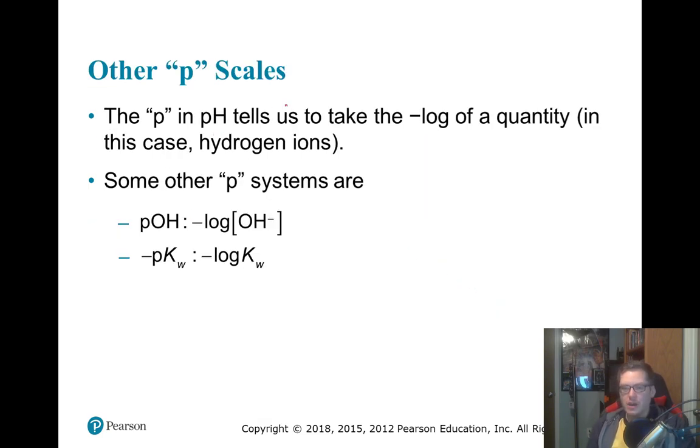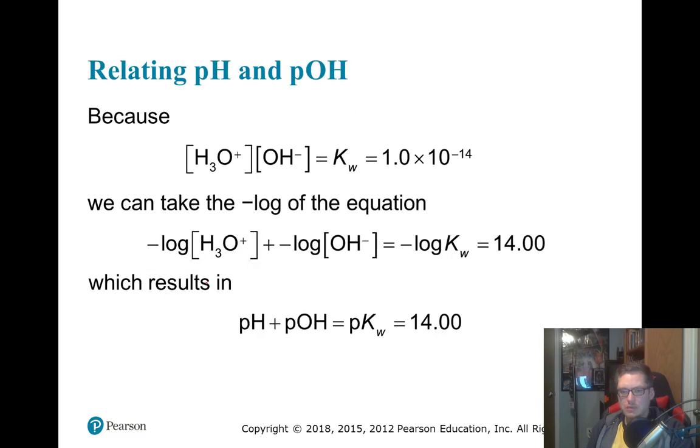We have lots of other p scales, 2 of which we'll talk about for now. A couple videos later, we'll start talking about pKa, pKb, and some other things as well. But for now, we're going to just know about these other 2. Our pOH value is very similar to our pH. It's the negative log of the concentration of the hydroxide. And then we can also have pKw, which would be equal to the negative log of the Kw. Pretty easy.